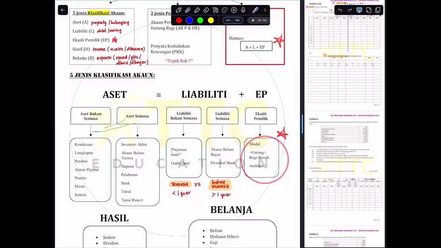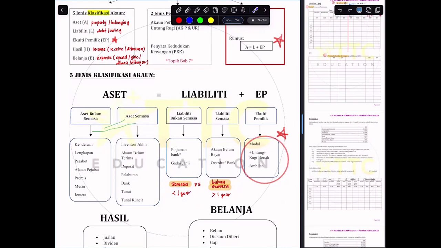Okay, for semasa, you got only one phrase, right? But for bukan semasa, you got 2 wordings here. So, longer wordings means longer time. That means bukan semasa means for more than a year. Semasa means less than a year. How do we call more than a year, less than a year?